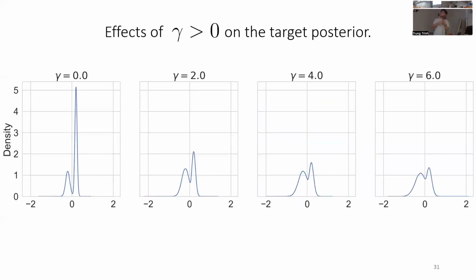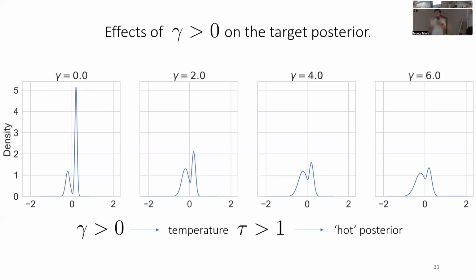And here I have some visualization on the effect of gamma on the target posterior. Here we can see that as gamma increases, the mass of the target posterior becomes less concentrated, so it's spread out more. And when gamma is larger than 0, it also means that the temperature tau is larger than 1. And in this case, we call this a hot posterior. Interestingly, hot posteriors are used in Bayesian statistics to alleviate the problem of model misspecification. And here covariate shift can be considered as a model misspecification because we use a model trained under a different assumption about the statistics of the data.